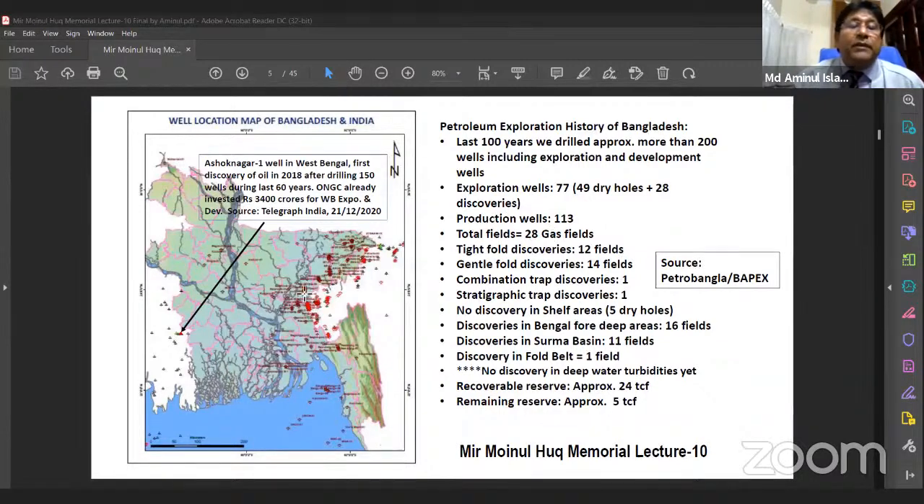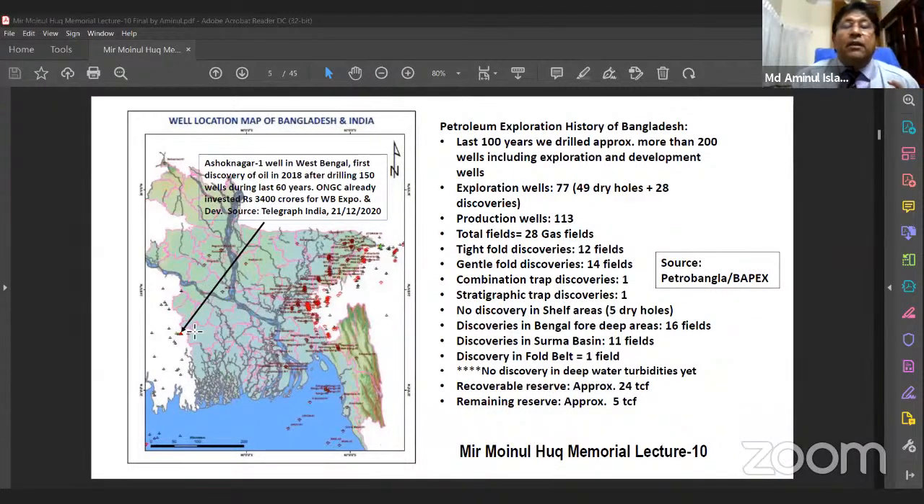Let's see the neighboring country, West Bengal. They have got one discovery like Chubbish Porgona, a discovery of oil. Over 60 years, they have drilled 150 wells in West Bengal, but they have got an official discovery on only one. Can you imagine? In the last 2 years for field development, they spent 3,400 crores of Indian rupees. And they have a policy to develop another 3 wells by next year.